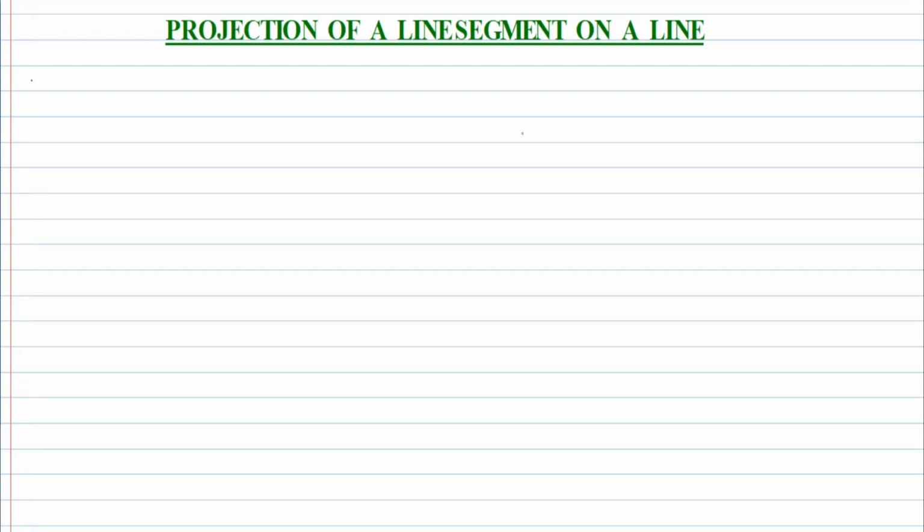Suppose you have to ask what is the projection of any point P having the coordinate x1, y1, z1 on the line L. Here is a line, suppose, and this is named by L. So you have to ask what is the projection of this point P on the line L.